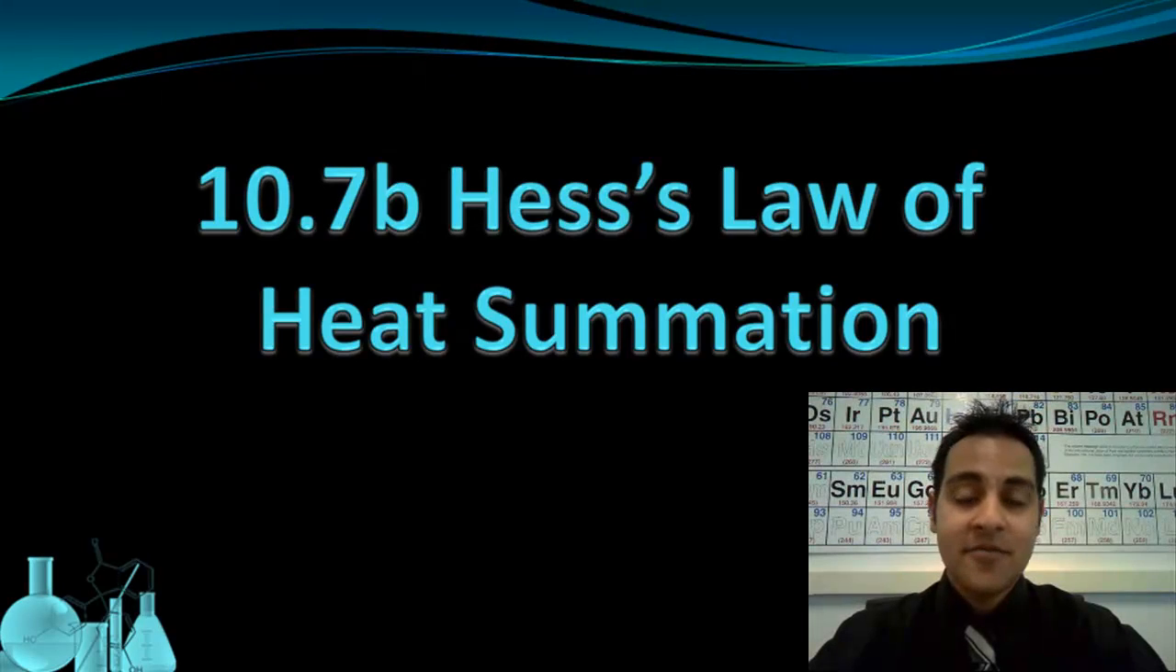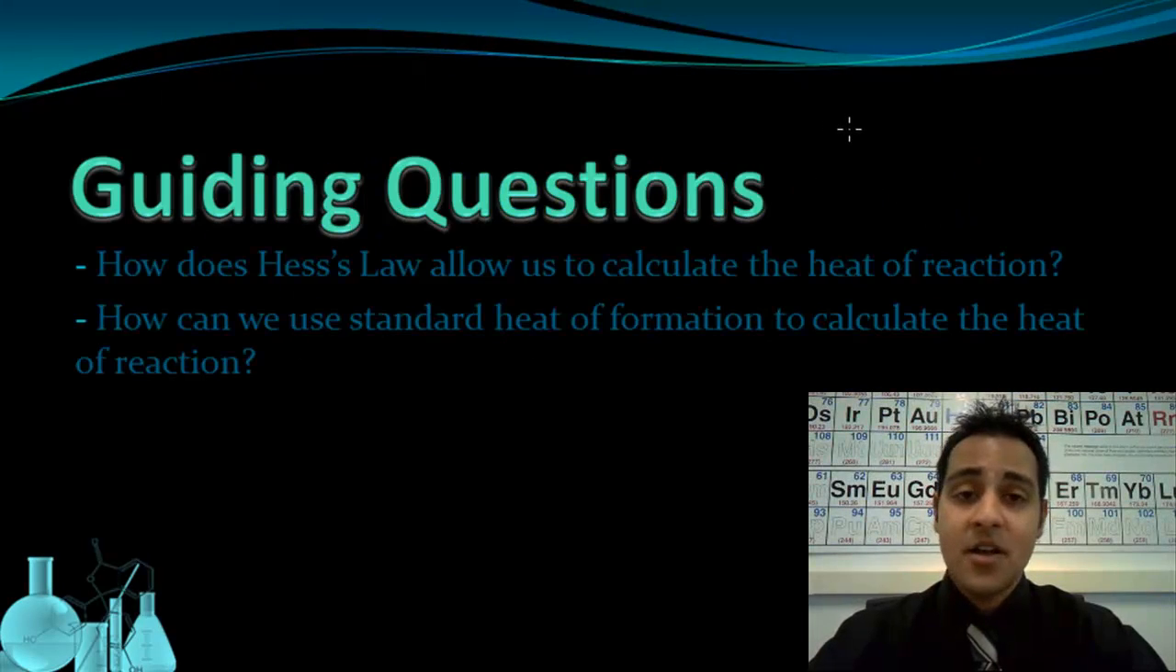Welcome to Hess's law of heat summation. Hess's law is based on the fact that we can break up a reaction into smaller steps. Say we have a reaction from A to C. Well, if we can find a reaction that goes from A to B and then B to C, we can treat these as steps that contribute to the overall reaction of A to C.